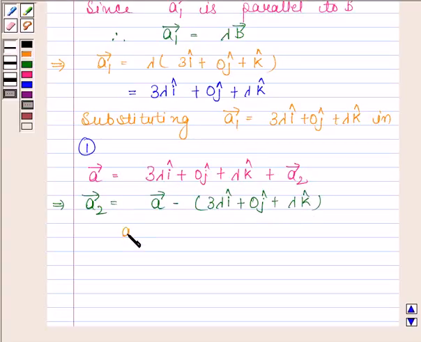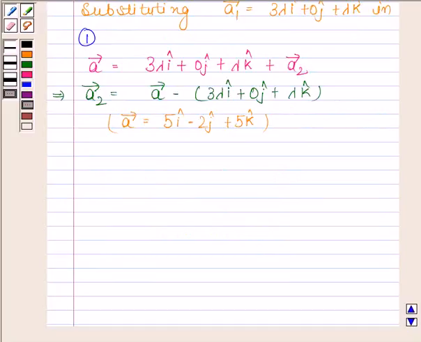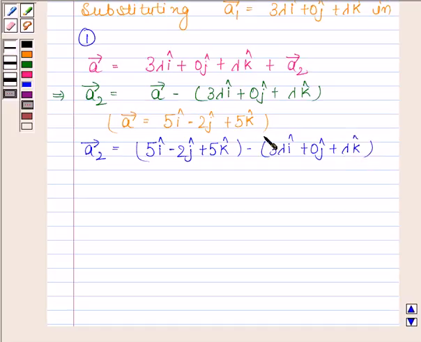In the question, we are given that vector A is equal to 5i cap minus 2j cap plus 5k cap, right? So now vector A2 is equal to 5i cap minus 2j cap plus 5k cap minus (3 lambda i cap plus 0j cap plus lambda k cap). Now this is equal to (5 minus 3 lambda) i cap minus 2j cap plus (5 minus lambda) k cap.